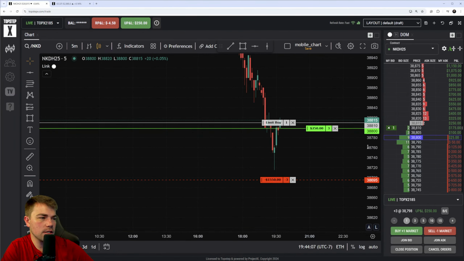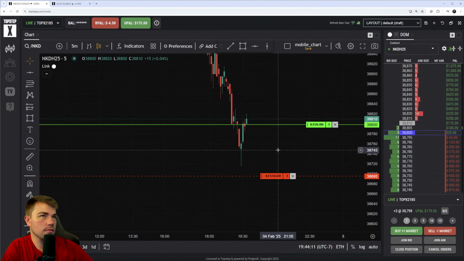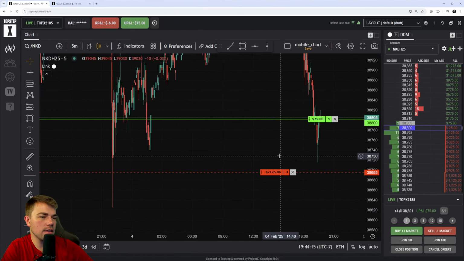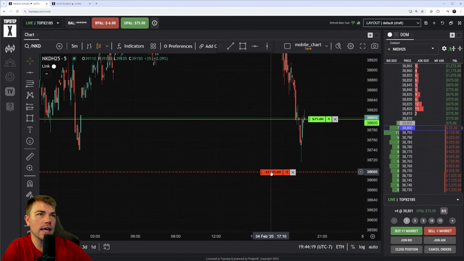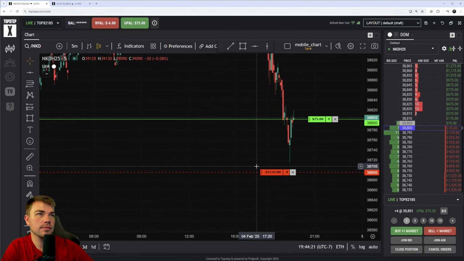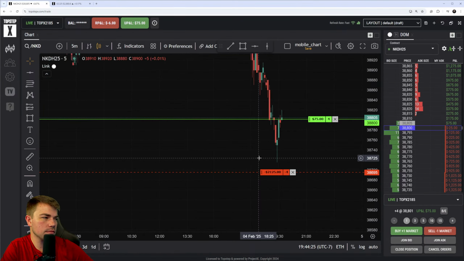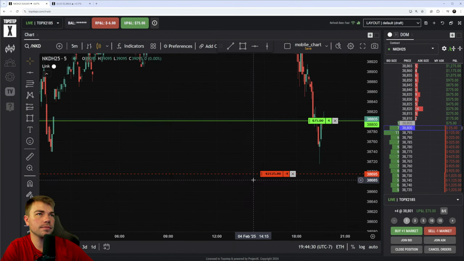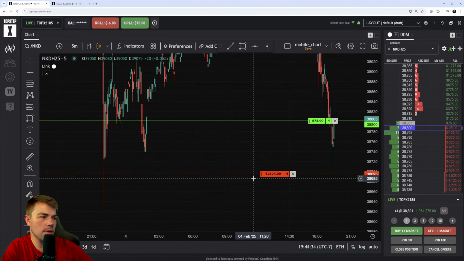Live accounts are definitely harder than sim accounts. There we go. So I'm not adding to my risk. I'm adding to the position size. Risk is lowered. This is a lower amount of risk.